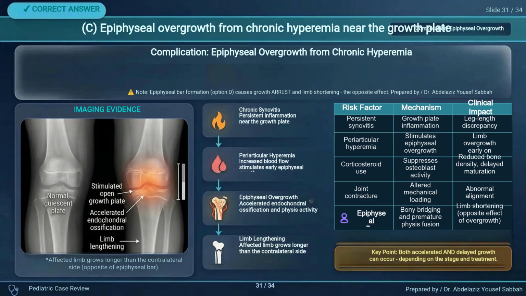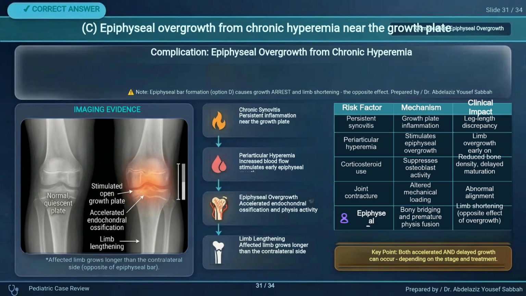Chronic synovitis causes persistent hyperemia, meaning increased blood flow adjacent to the growth plate. This sustained vascular stimulation accelerates endochondral ossification and growth plate activity, resulting in overgrowth and limb lengthening. The affected limb becomes longer than the contralateral side. This is the most common growth disturbance in unilateral knee juvenile idiopathic arthritis, particularly in skeletally immature children.